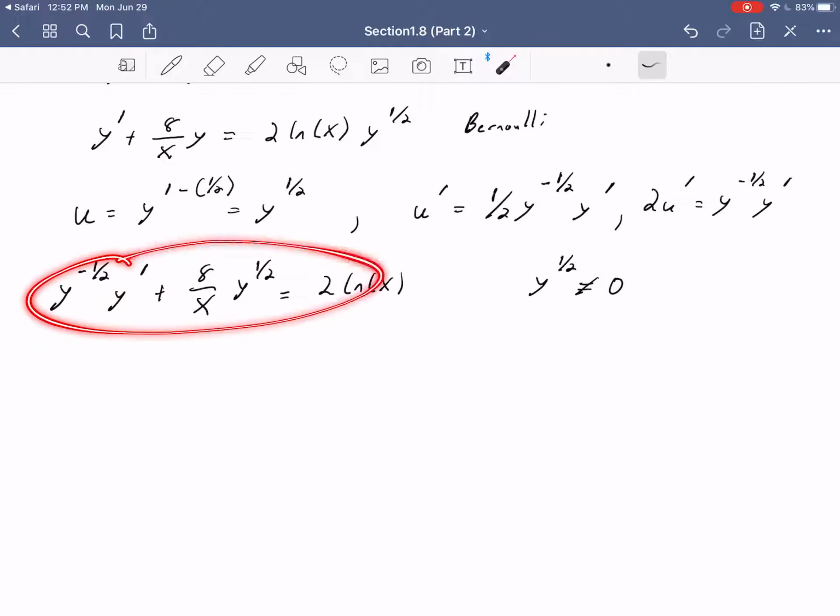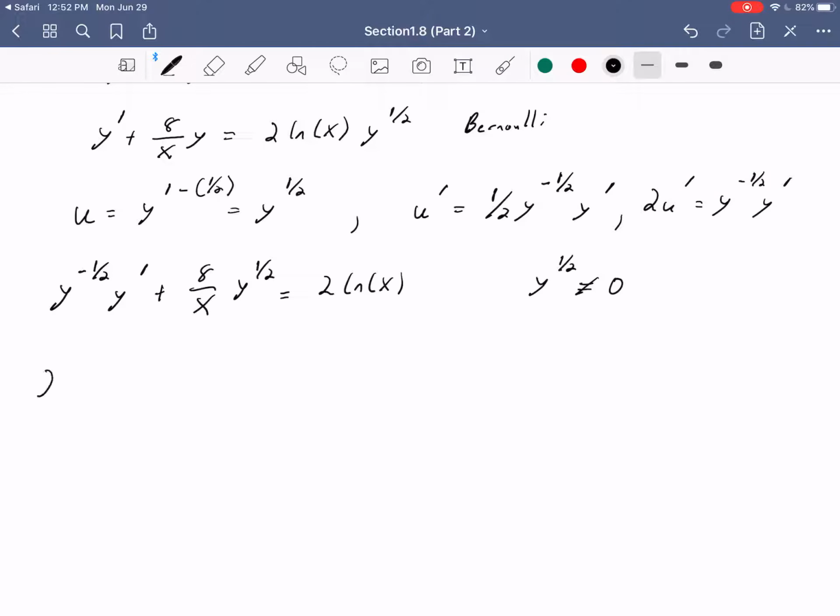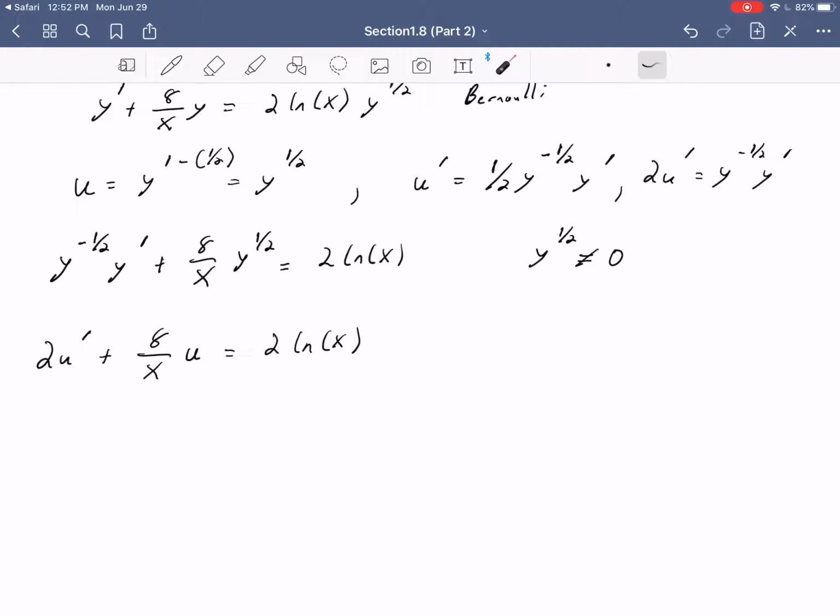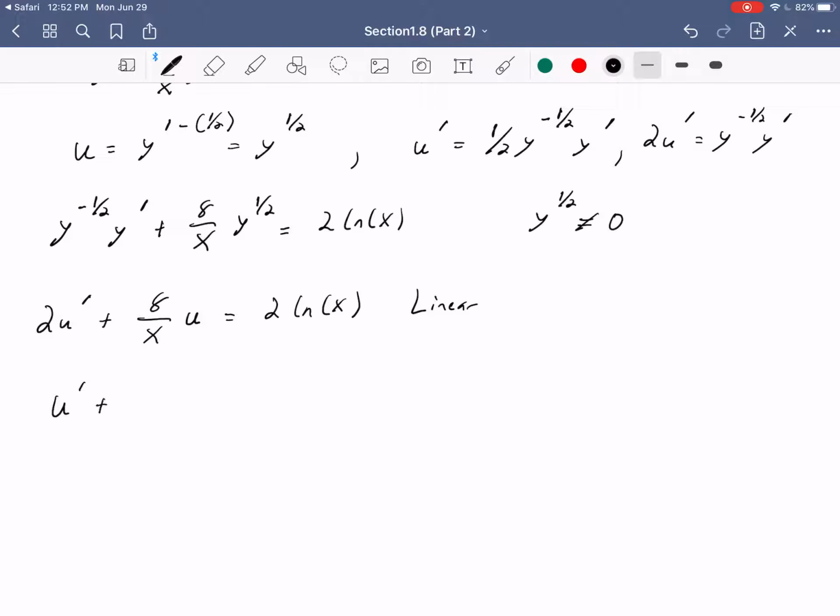For now, though, we'll go ahead and replace this y to the negative 1/2 y prime, which is equivalent to that 2u prime. So this is 2u prime, plus this y to the 1/2 is u, so we have 8 over x u. And on the right-hand side, we have that 2 ln x. Okay, at this point, this is now linear, but it is not in standard form because of that 2, so we do need to divide by 2. Notice you could have divided by 2 earlier; now you can divide by 2 here. Doesn't matter. Divide by 2, we get u prime plus 4 over x u is equal to ln x. Now this is linear and in standard form.